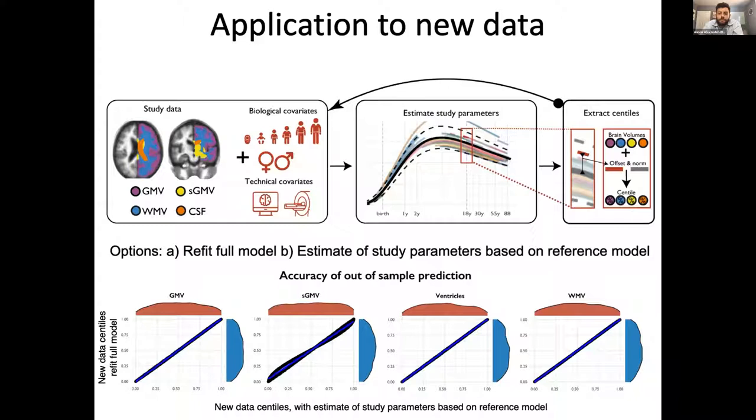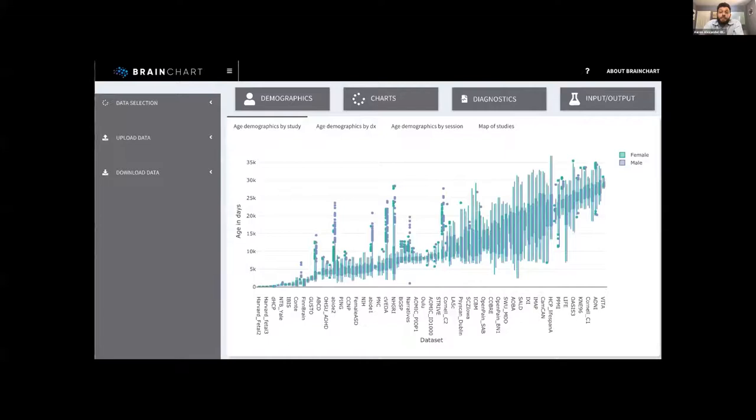So this may seem like a minor and very technical point, but the ability to use option B is critical because it's computationally feasible and also obviates many future privacy concerns. And in fact, it was possible to implement a fully automated version of this approach into the online resource.